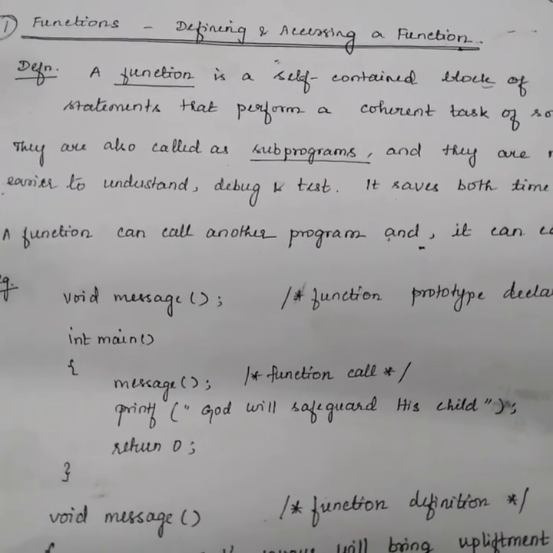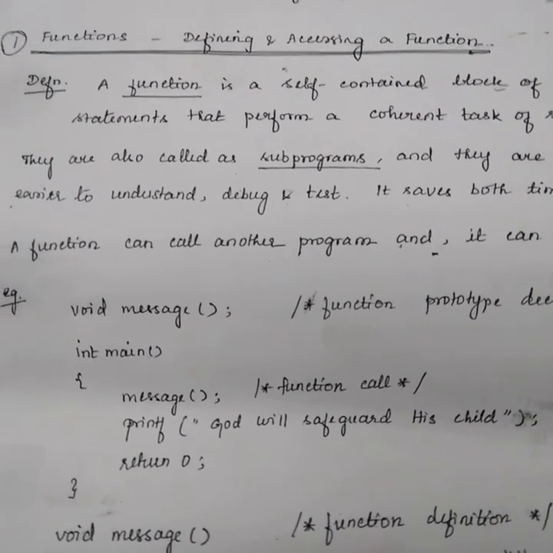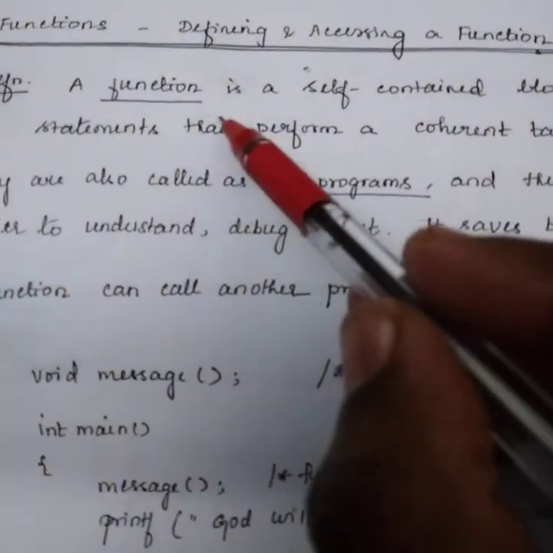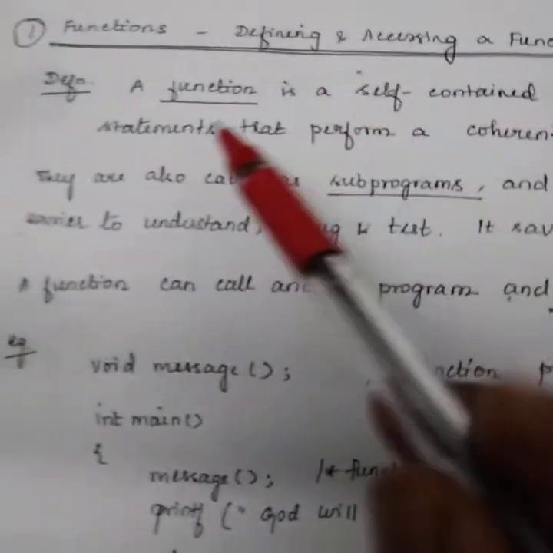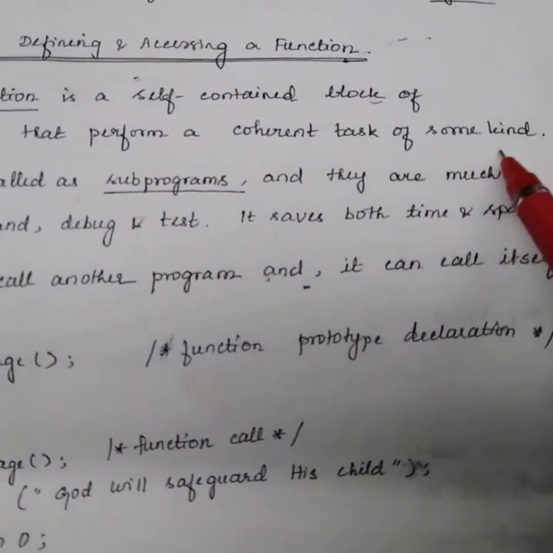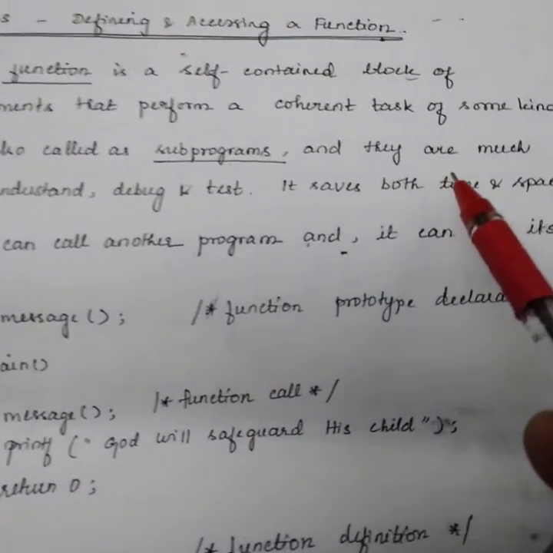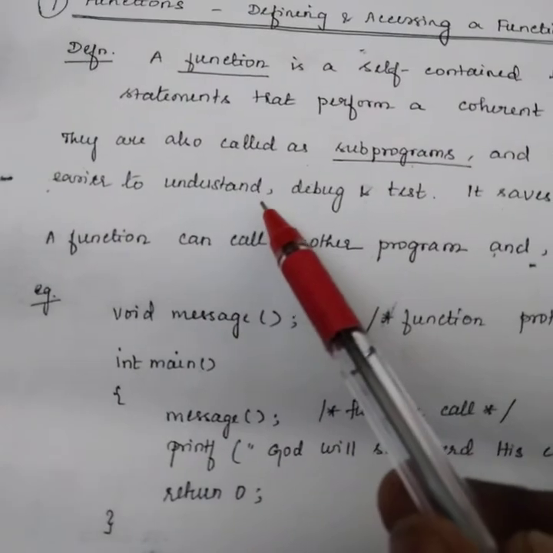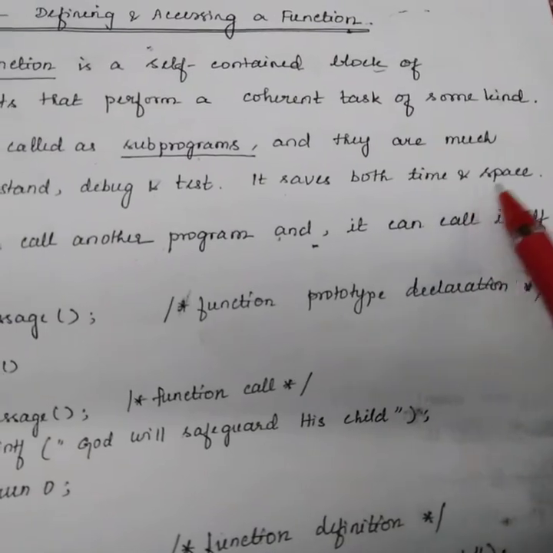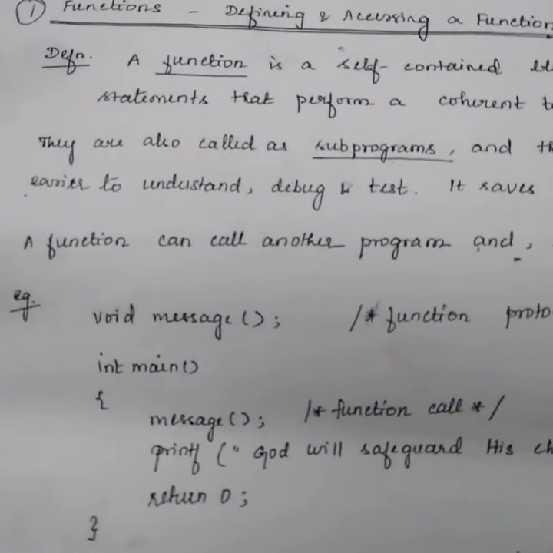A function is a group of statements that together perform a task. It is of two types, built-in function and user-defined function. The actual definition is, a function is a self-contained block of statements that perform a coherent task of same kind. They are also called as subprograms, and they are much easier to understand, debug and test. It saves both time and space. So, function, subprogram, subprocedures, everything are same.